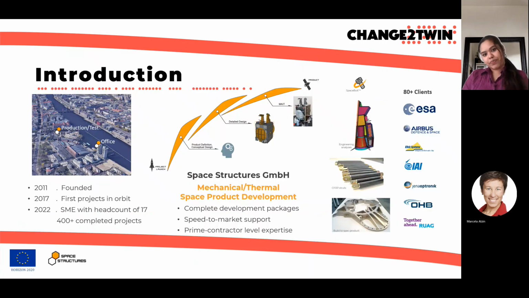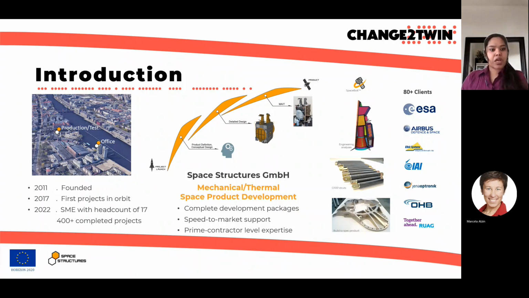Space Structures GmbH, or SPS, is in Berlin, and it is an engineering solutions provider mainly for space applications. We provide solutions from product launch to its deployment, including a sophisticated product development process. The SPS portfolio also includes other products like engineering analysis. We have Spaceport, a tool for bolt verification. We have CFRP struts, panels, and different structural assemblies, built-to-spec products.